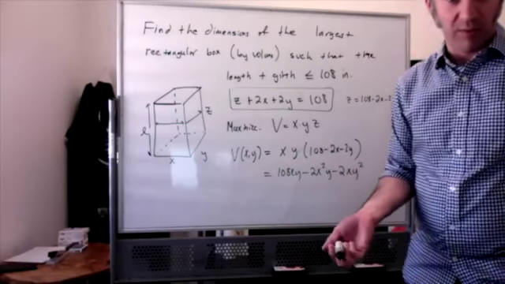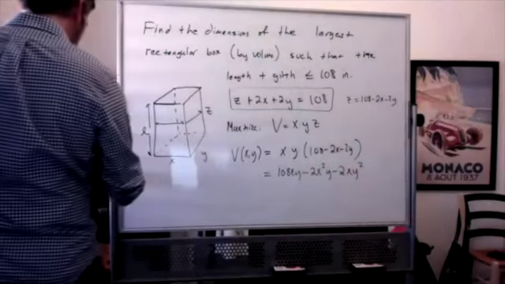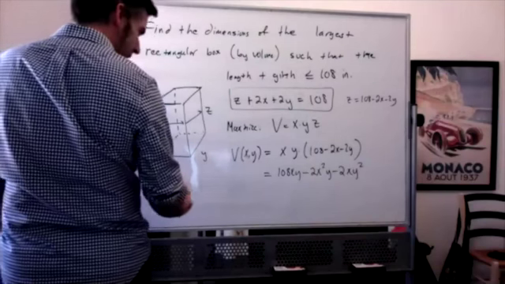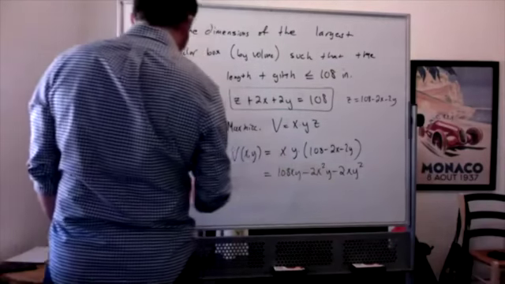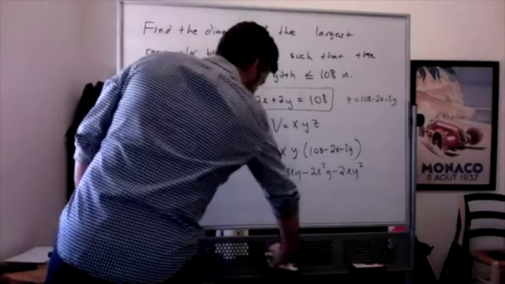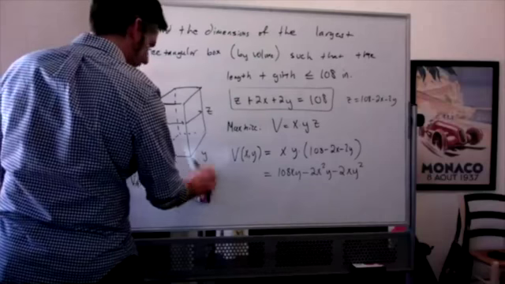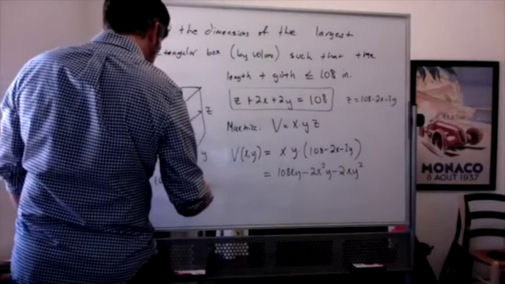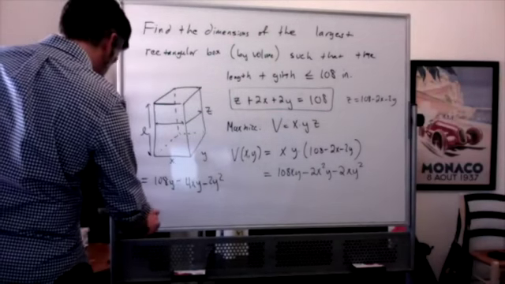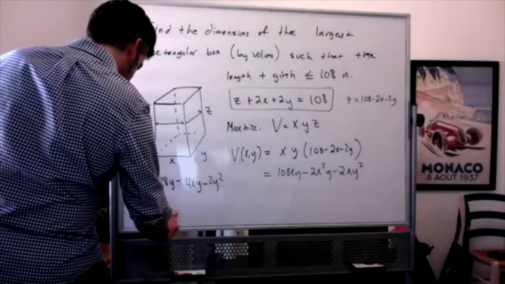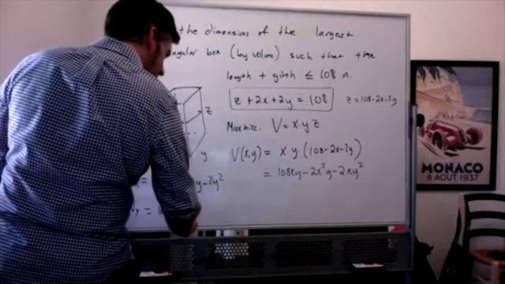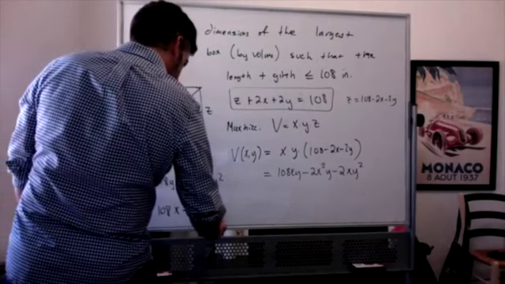And now we're going to find the critical points, so we're going to take our partials. Our partial with respect to x is 108y minus 4xy minus 2y squared. Apologies, I made a mistake earlier. And our partial with respect to y is 108x minus 2x squared minus 4xy.